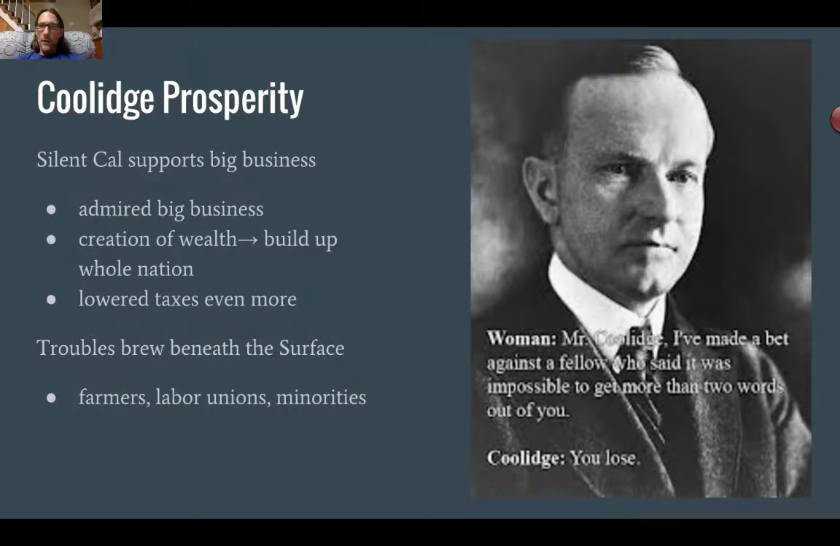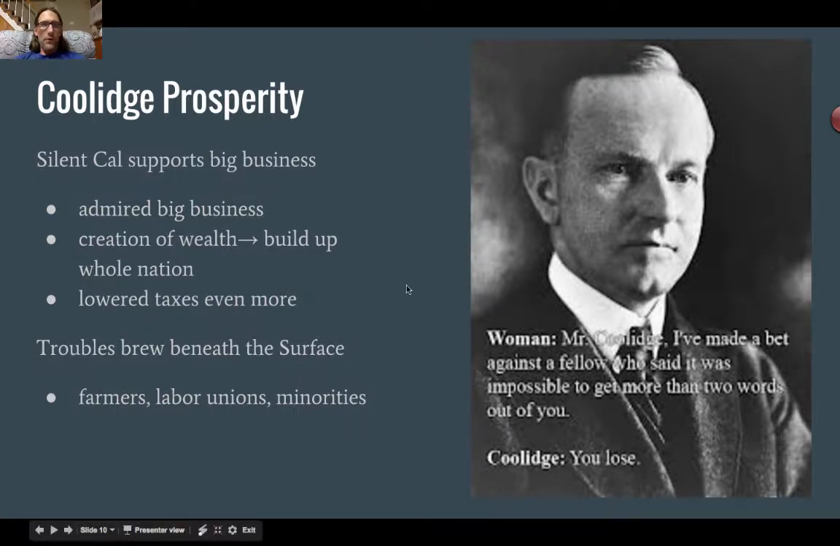And so, for example, in this little poster, a woman came up to him at a dinner party and said, "Mr. Coolidge, I made a bet against a fellow who said it was impossible to get you to say more than 2 words." And Coolidge responds, "You lose," and he didn't speak the rest of the night.